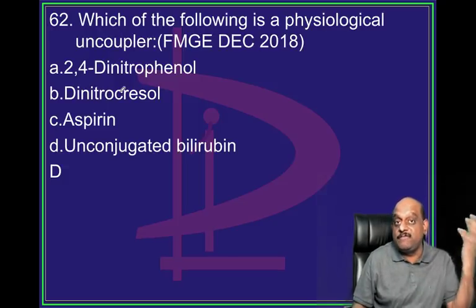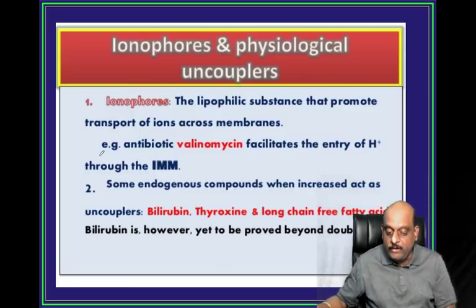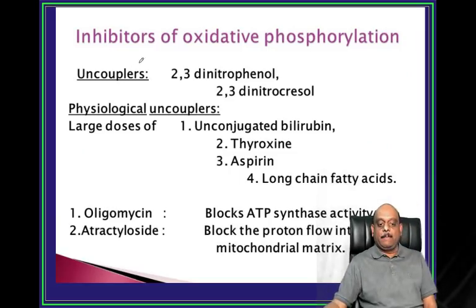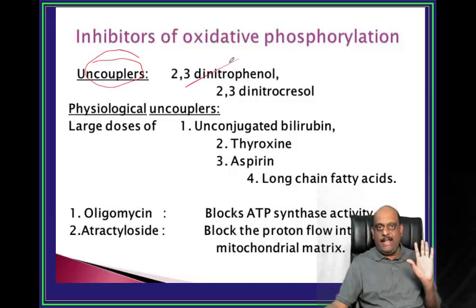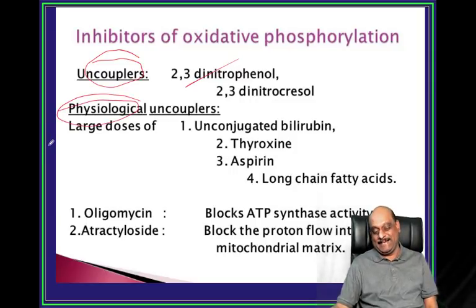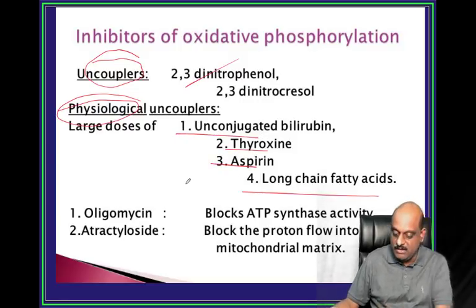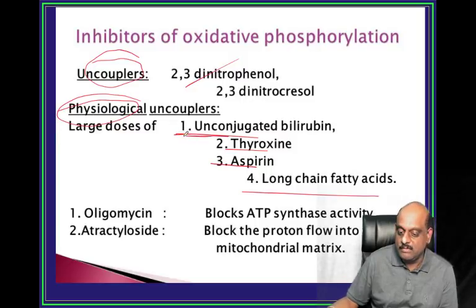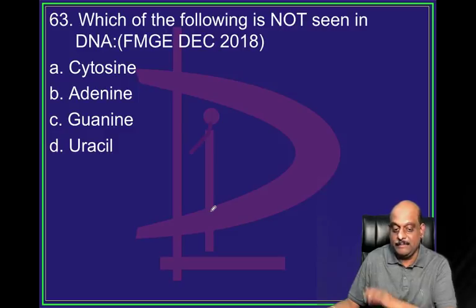Unconjugated bilirubin. Natural, physiological. So doctor, bilirubin, thyroxine, long chain free fatty acids. 2,4-dinitrophenol is an uncoupler. No tension, let us accept that, but physiological uncouplers are unconjugated bilirubin, thyroxine, aspirin, long chain fatty acids in large doses. Is aspirin also there? Yes, aspirin is also there. You need to remember these as physiological uncouplers.